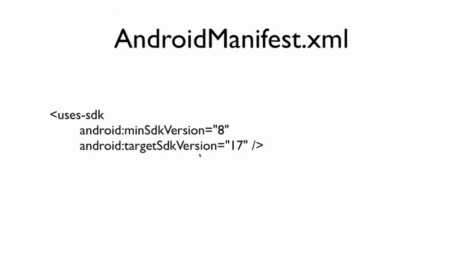And the target SDK version should almost always be set to whatever the latest version is. And that is even going to be true if you are not doing anything special with that specific latest API. And there's another one of these tags inside of Uses SDK that allows you to set the maximum SDK, but it's advisable not to even mess around with that.